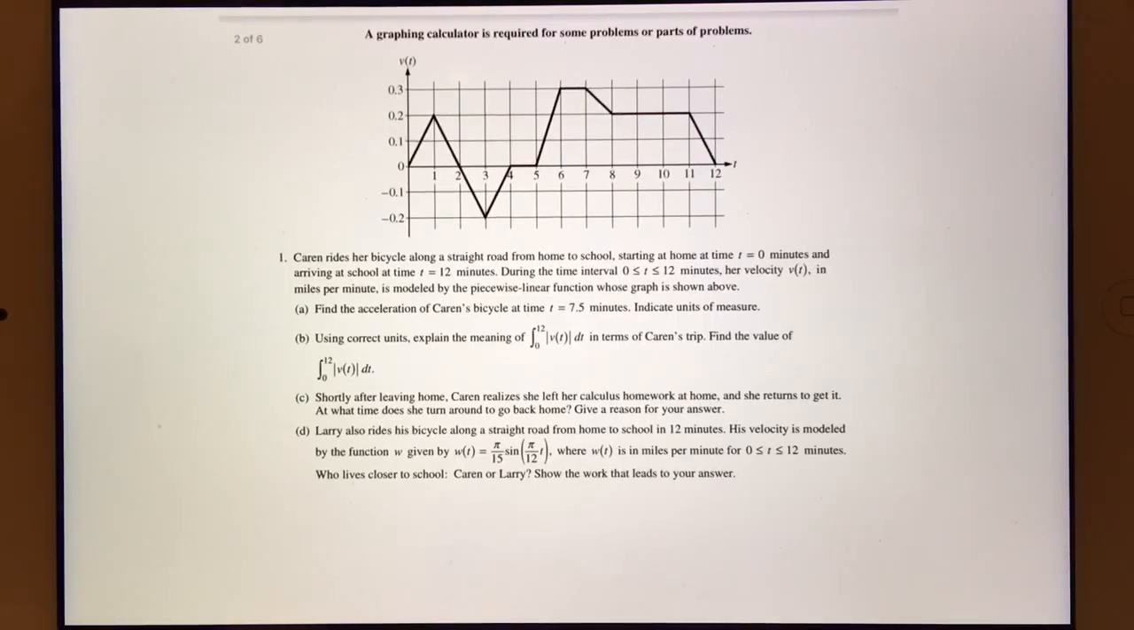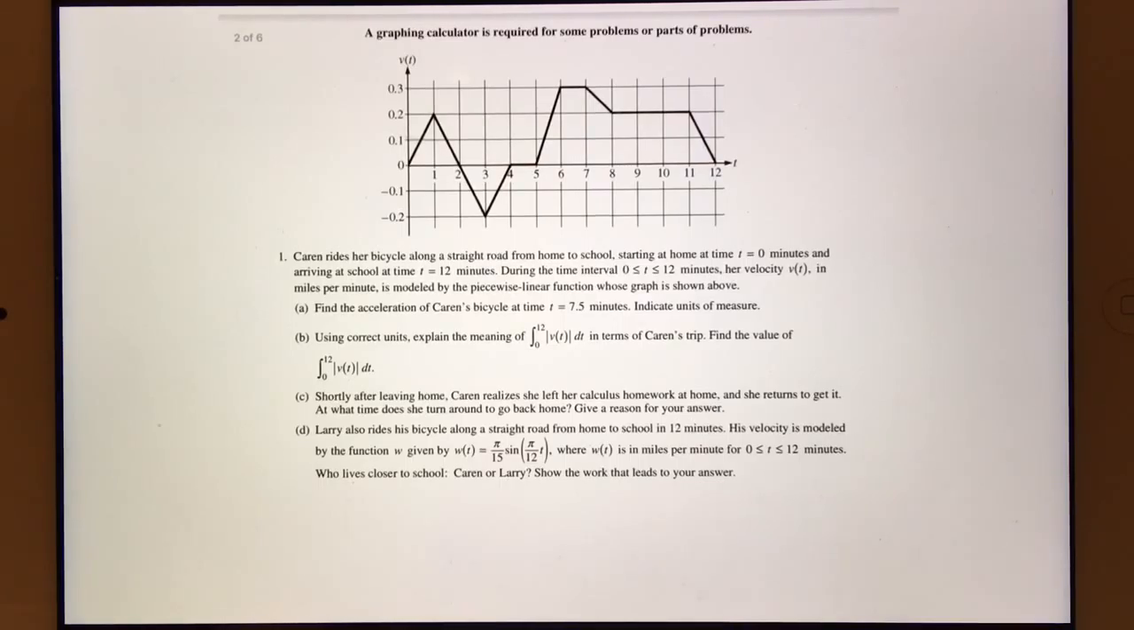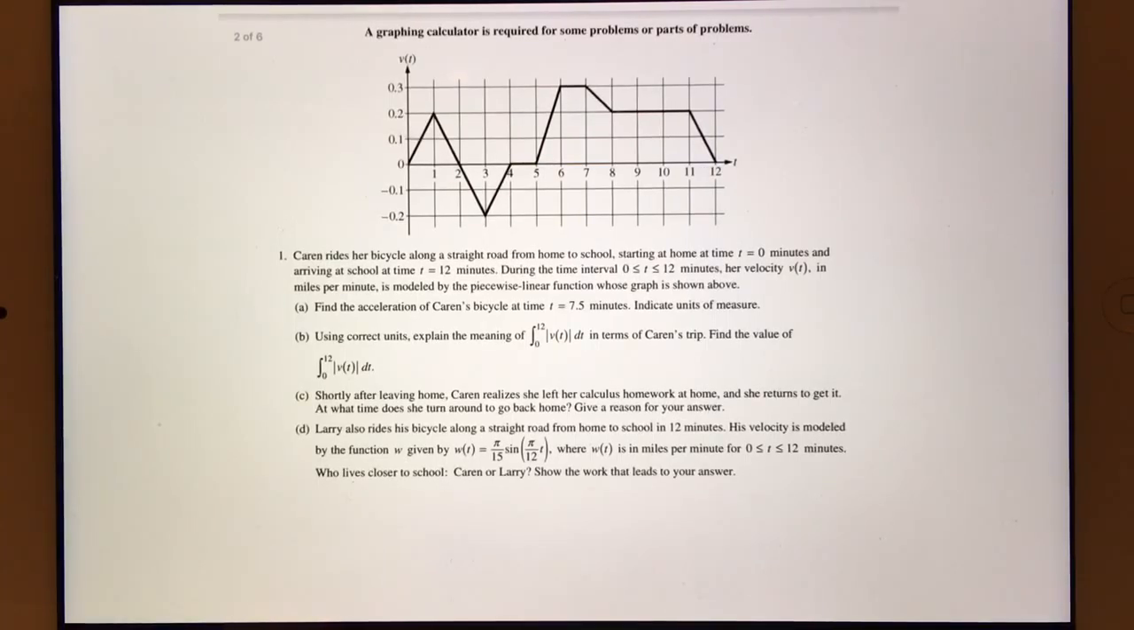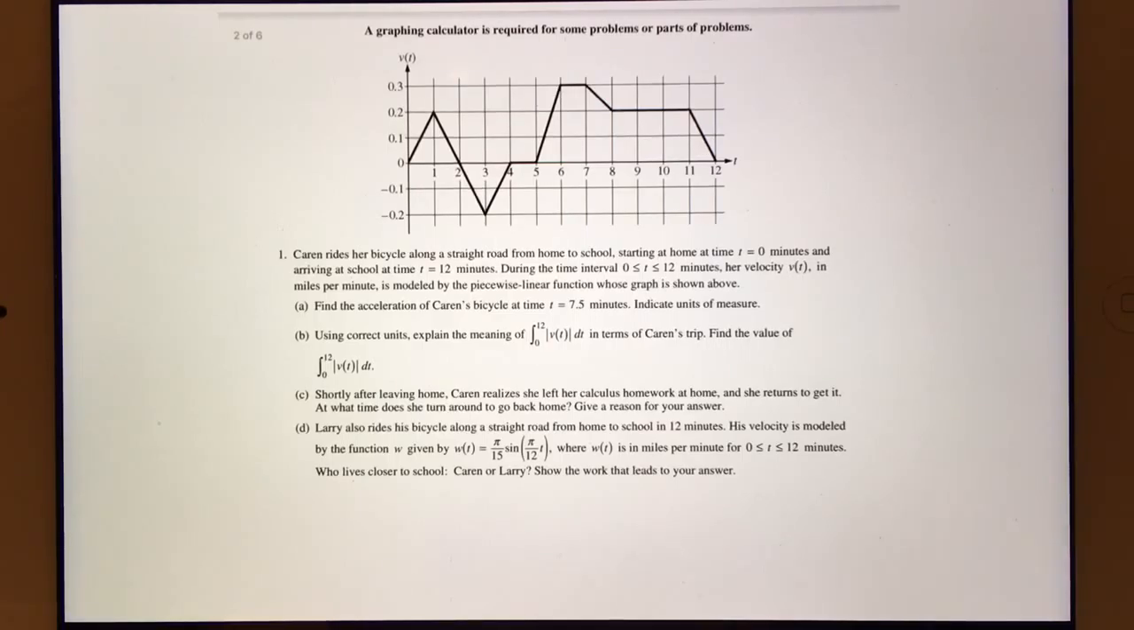B. Using correct units, explain the meaning of the integral from 0 to 12 of the absolute value of v(t) dt in terms of Karen's trip. Find the value of the integral from 0 to 12 of the absolute value of v(t) dt. C. Shortly after leaving home, Karen realizes she left her calculus homework at home, and she returns to get it. At what time does she turn around to go back home? Give a reason for your answer.